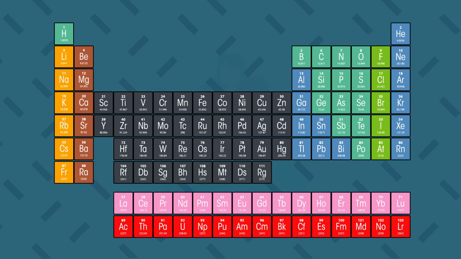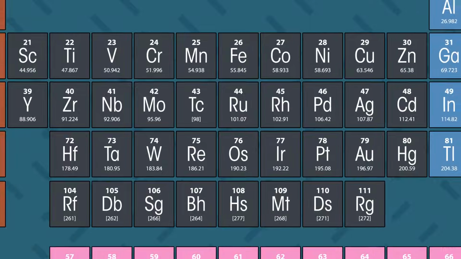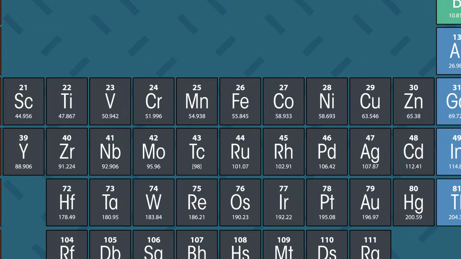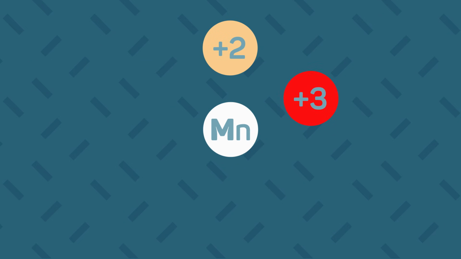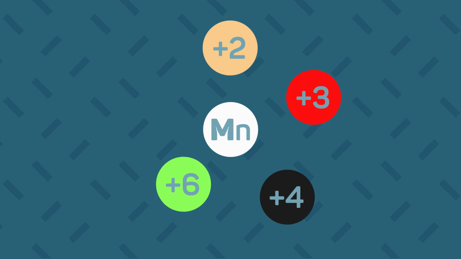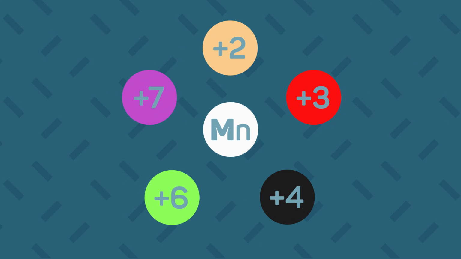So in summary, transition metals all have similar and very useful physical and chemical properties. Their atoms can form ions with a variable charge, which also gives them a range of colours in their compounds.